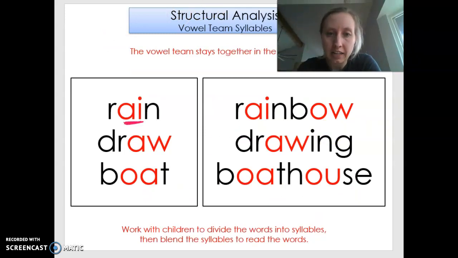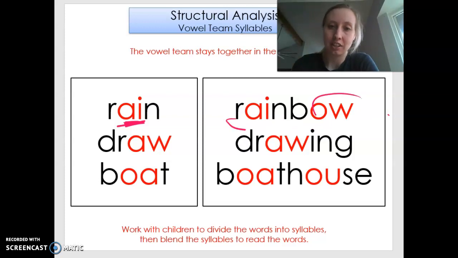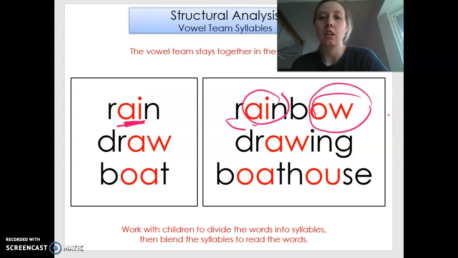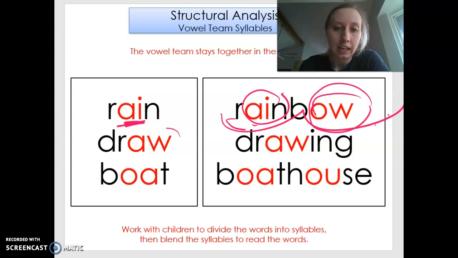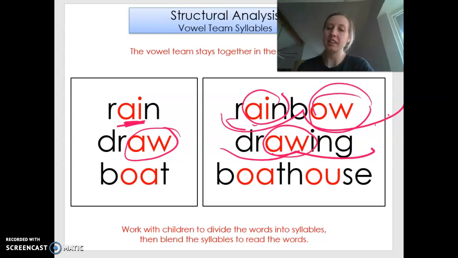Let's look at some other vowel teams that stay together. We have AI, as in rain, and OW that stays together. AI says A, and OW says O this time. Rainbow. A W can say ah. They stay together, they're a vowel team, and it's drawing. That's not a compound word because we wouldn't go draw-ing. Ing is not a word. So rainbow is a compound, but drawing is not.